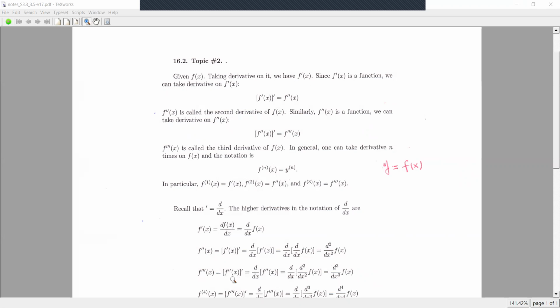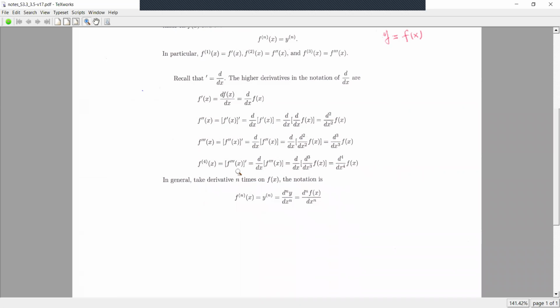Take derivative on the second derivative. Replace this prime by d over dx. And replace f double prime by this. Then we have this equation. D times d squared is d to the third. Dx times dx squared is dx to the third. This is the notation for the third derivative.